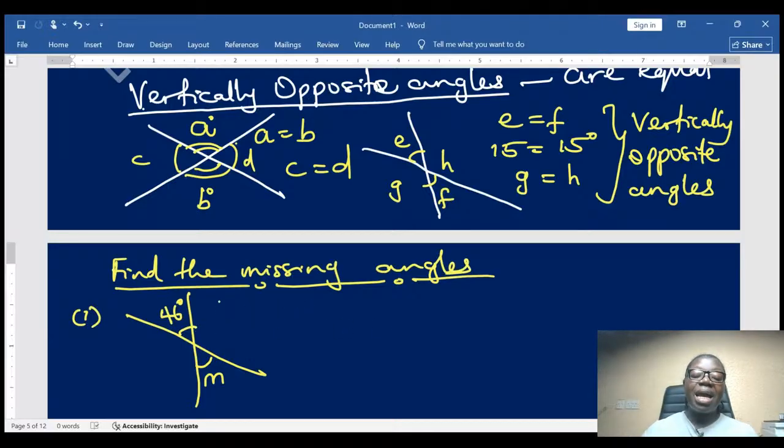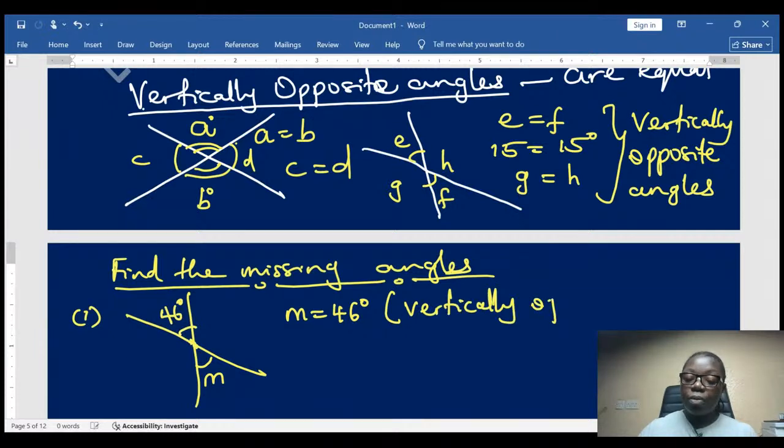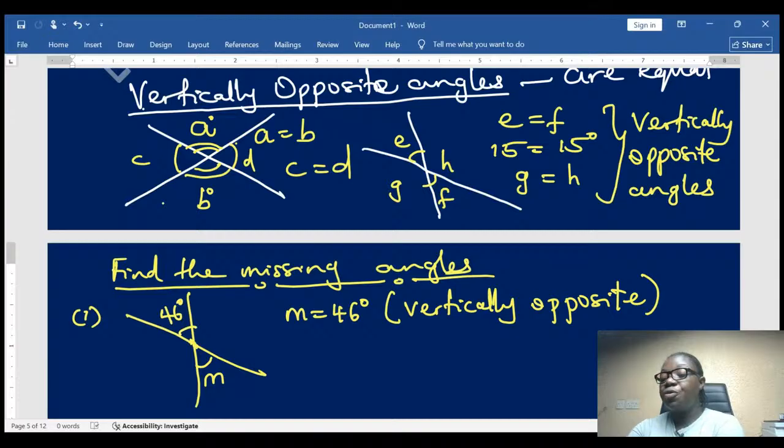Since it's in an X diagram, with a center point between the two angles, we will say M is equal to 46 degrees. The reason is they are vertically opposite to each other. So M is vertically opposite to 46 degrees.